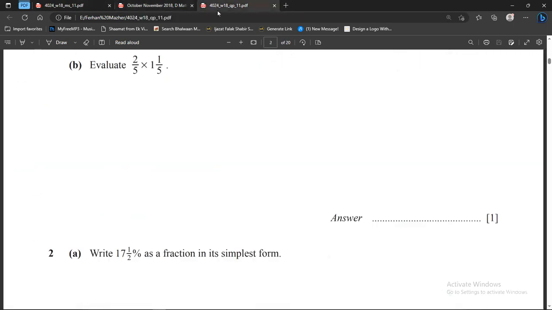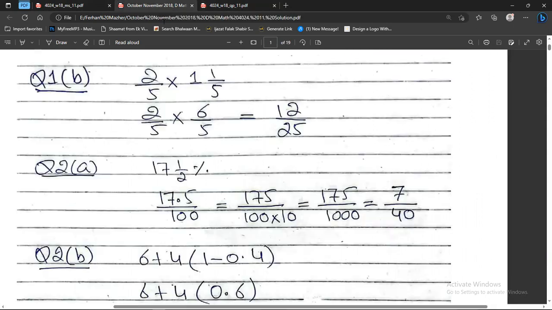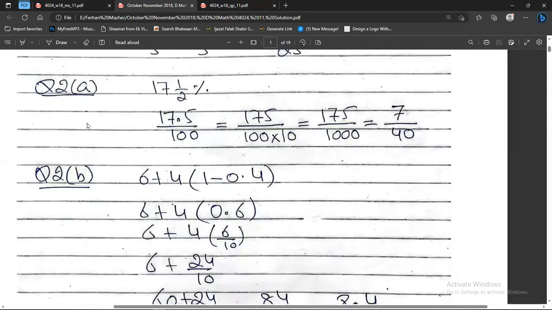This is the solution. Question number 2, it's A part. He says write 17 whole 1 by 2% as a fraction in its simplest form. 17.5%, that will be 17.5 divided by 100. And I will remove the decimal, so it will be 175 divided by 1000. I will move the decimal 3 steps to the left.